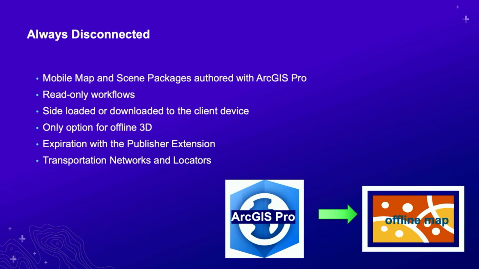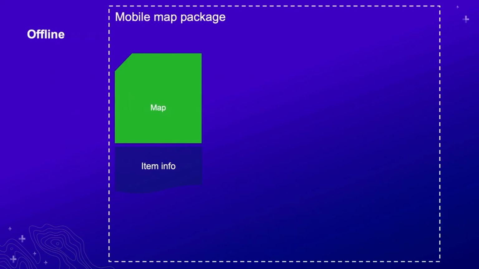Transportation networks and locators are supported, so that means you can do routing on a network. You can even do navigating with voice guidance and automatic reroute on a transportation network contained within one of these packages. And locators support geocoding, reverse geocoding, etc. These packages are extremely easy to create once you've made your map or scene using ArcGIS Pro.